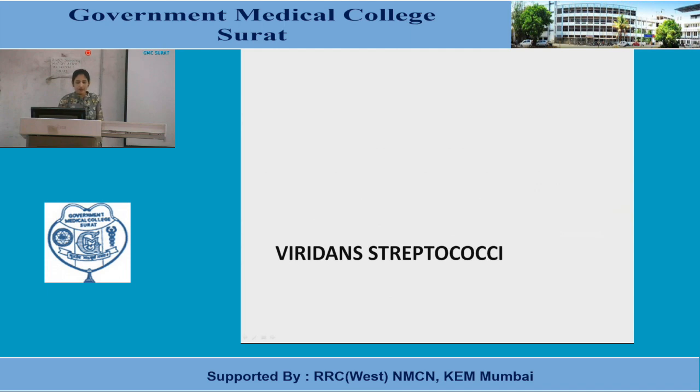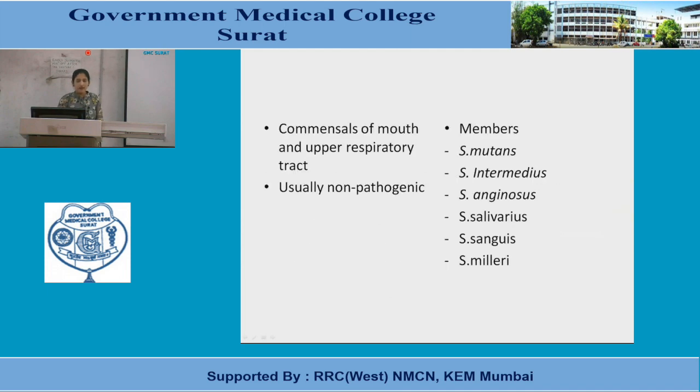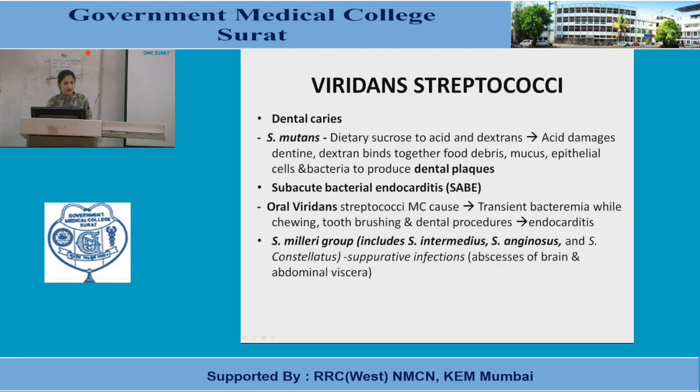Viridans group of streptococci are commensals of the mouth and upper respiratory tract, and usually they are non-pathogenic. Because they are found in our mouth commensal flora, members of this family are Streptococcus mutans, Streptococcus intermedius, Anginosus, Salivarius, Sanguis, and Milleri. This Streptococcus viridans is mainly responsible for dental caries, dental tooth problems.